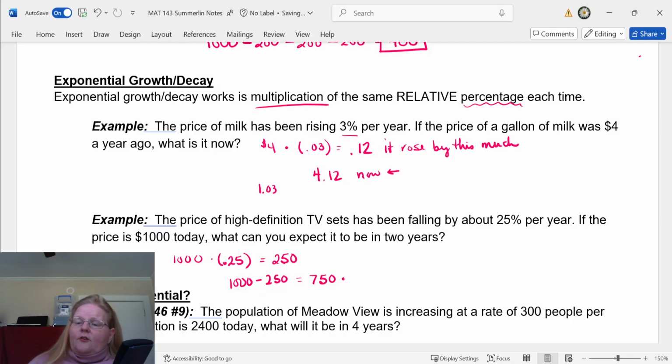Then we have to figure out what 25% of that is. Because it's 2 years, so I got to do it again. So I multiply that times 0.25. And that ends up being 187.5. So then I have to take my 750 and subtract my 187.5. And we end up with 562.5.